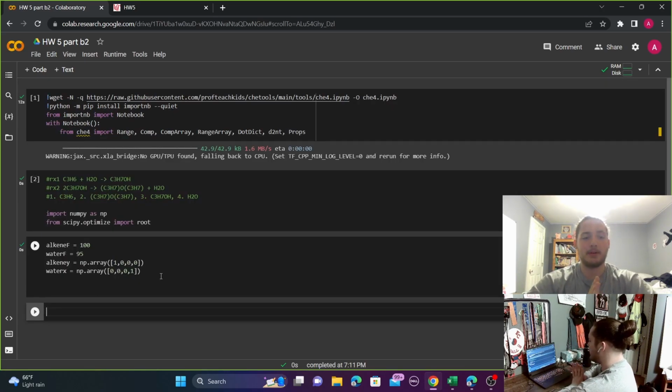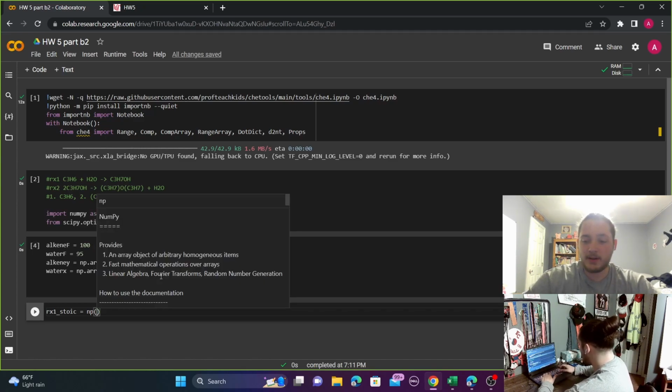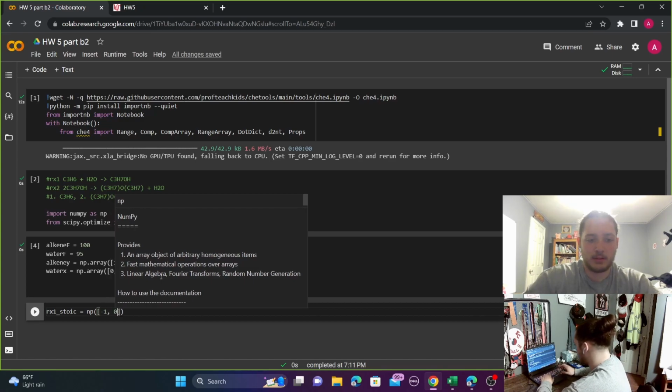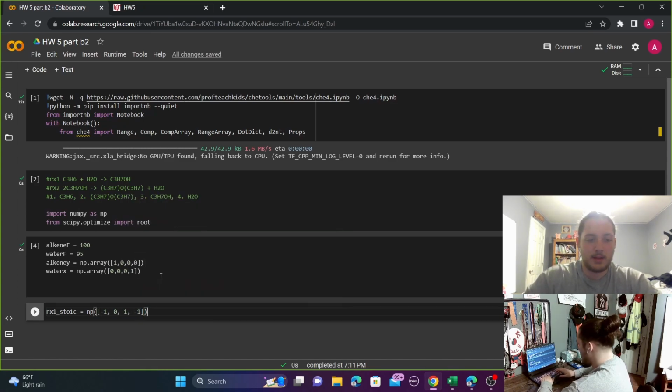Next, I'm going to input our reaction stoichiometry. So for reaction 1, we can label that reaction 1 stoich is equal to, and again, we are inputting this in the array with an order of 4, and our numbers that we are inputting are going to be -1, -1, 0, 1, and -1.